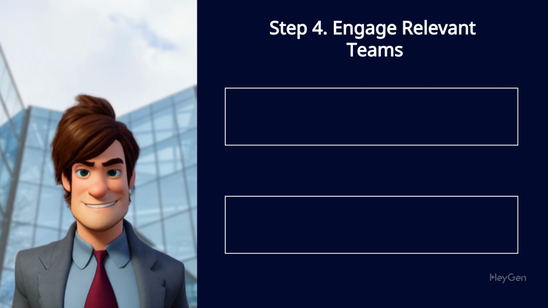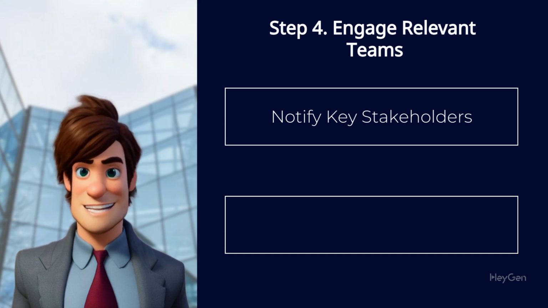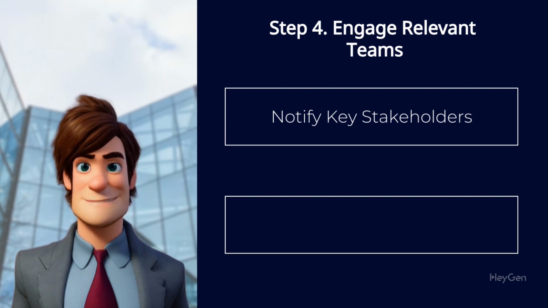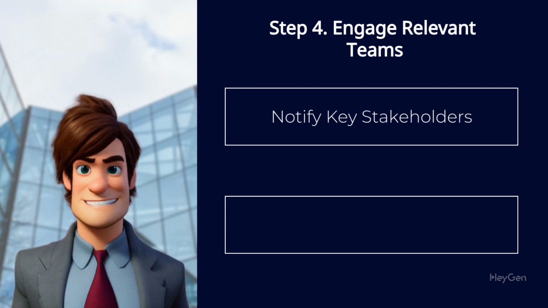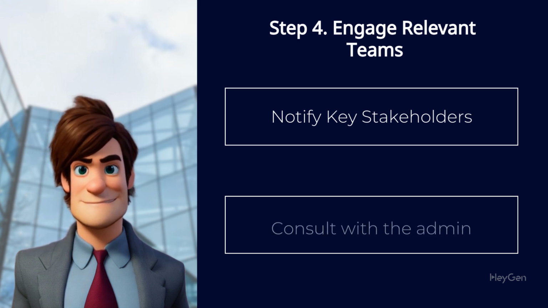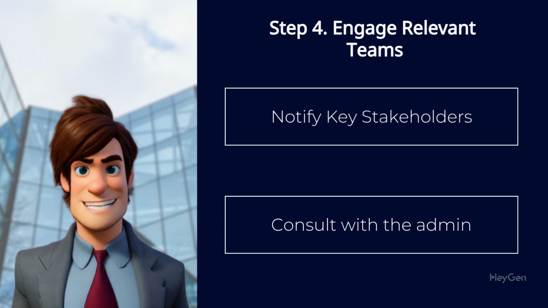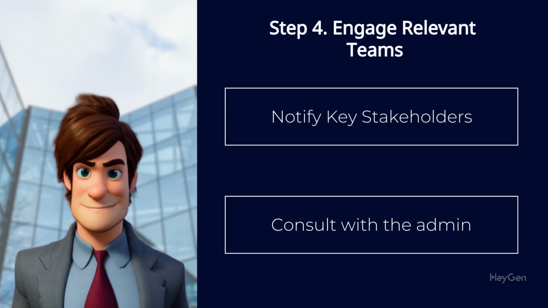Step 5. Engage relevant teams. Notify key stakeholders. Inform your security team, IT administrators, and relevant business units about the app and any potential risks. Involve legal or compliance teams if sensitive data might have been exposed or if the organization must comply with regulations like GDPR, HIPAA, etc. Consult with the admin. Speak with the admin who provided the consent to understand the business context. Determine if the app was needed for a specific purpose and whether alternative, verified apps are available.